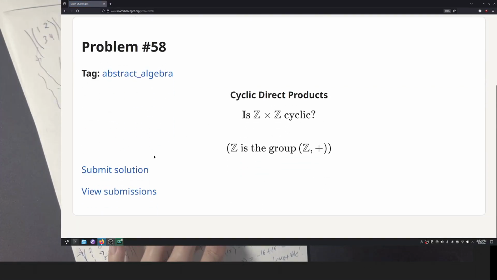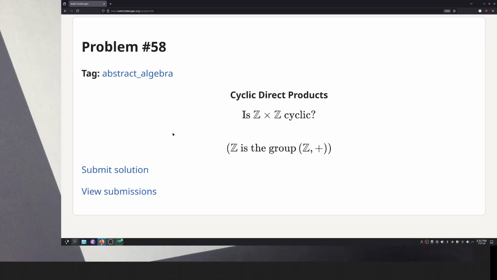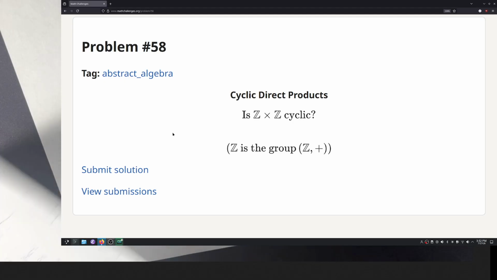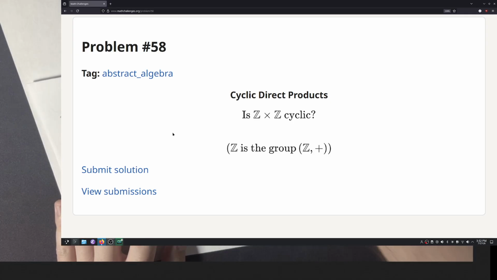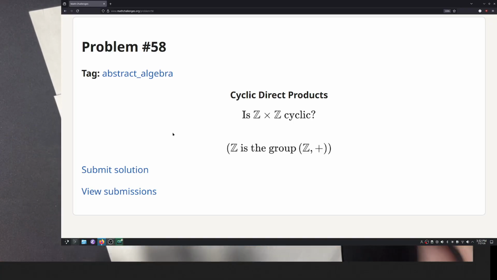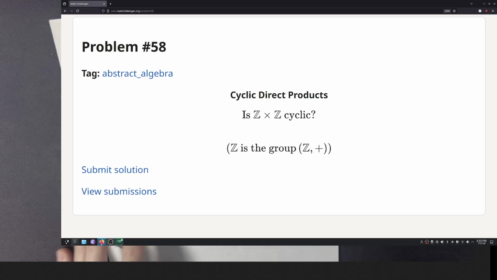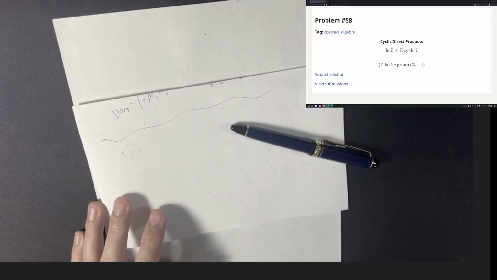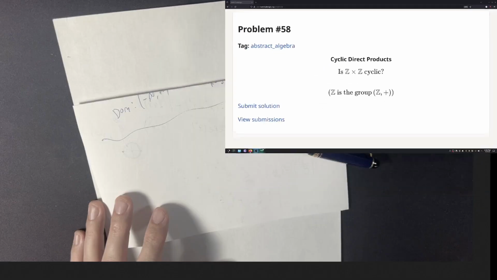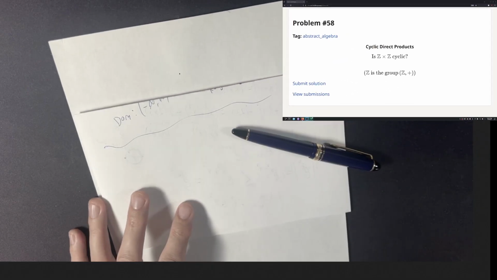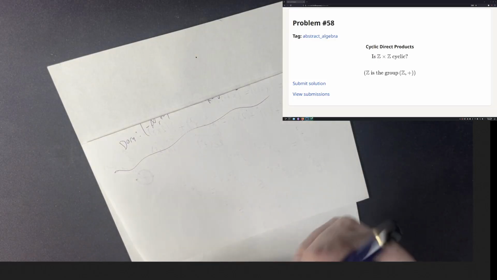All right. The question is: is Z squared cyclic? Depends on what you mean by cyclic, of course. But generally what people mean is, can it be generated by one element? Not just a finite set of elements or something like that. Is Z cross Z cyclic? So Z, of course, is the integers.